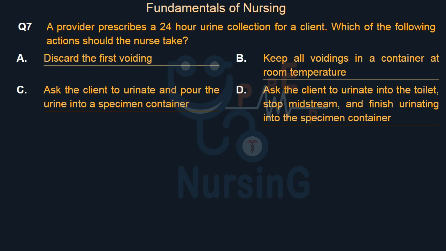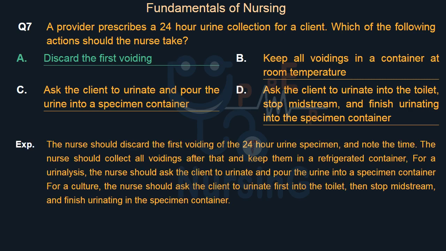Right answer is Option A. Discard the first voiding. The nurse should discard the first voiding of the 24-hour urine specimen, and note the time. The nurse should collect all voidings after that and keep them in a refrigerated container. For a urinalysis, the nurse should ask the client to urinate and pour the urine into a specimen container. For a culture, the nurse should ask the client to urinate first into the toilet, then stop midstream, and finish urinating in the specimen container.